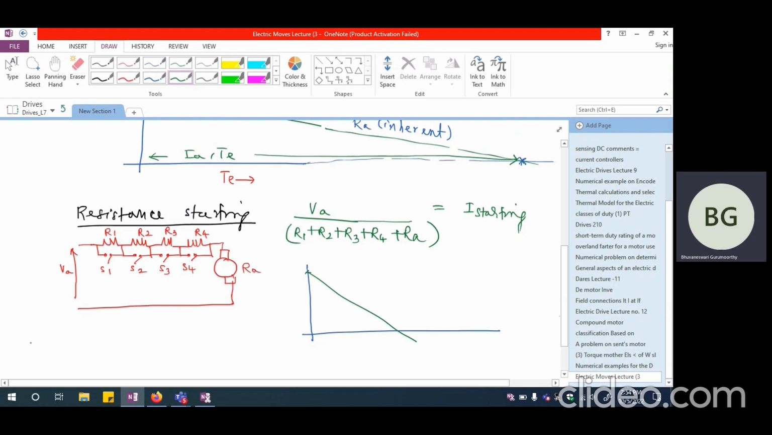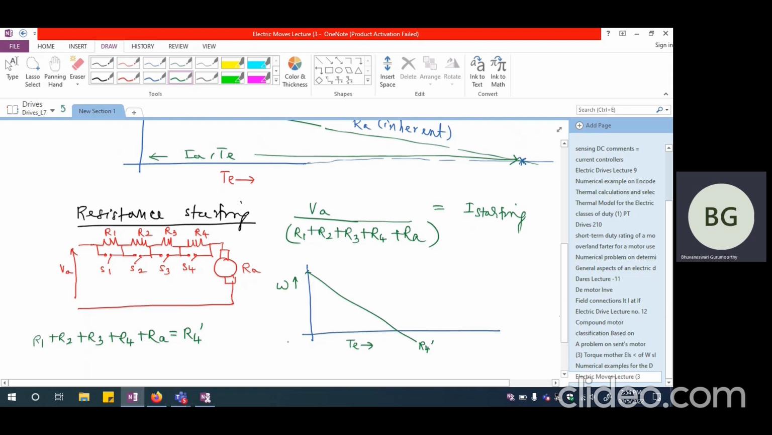If I may call R1 plus R2 plus R3 plus R4 plus RA as, let us say, R4 dash. Totally, I'm calling this as R4 dash. So this characteristic is going to be corresponding to R4 dash. And I can say this is the electromagnetic torque axis, and this is going to be the omega axis.